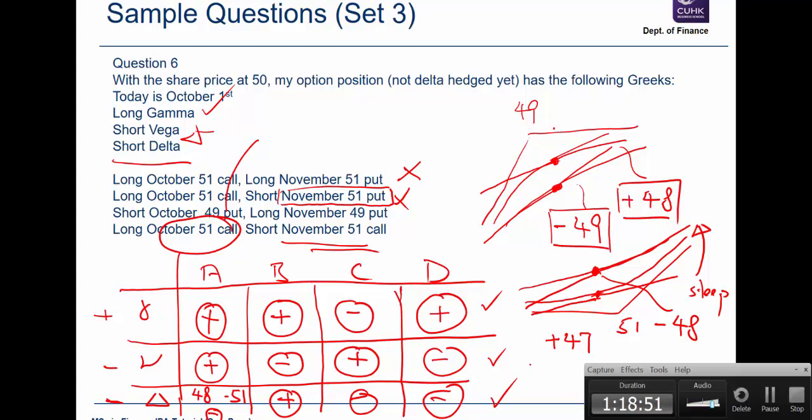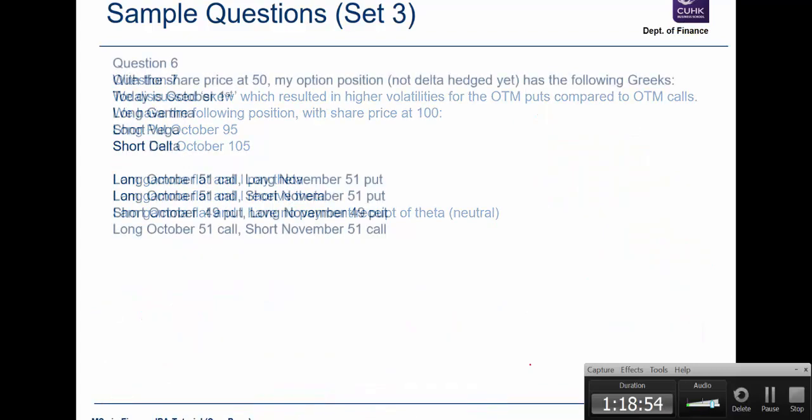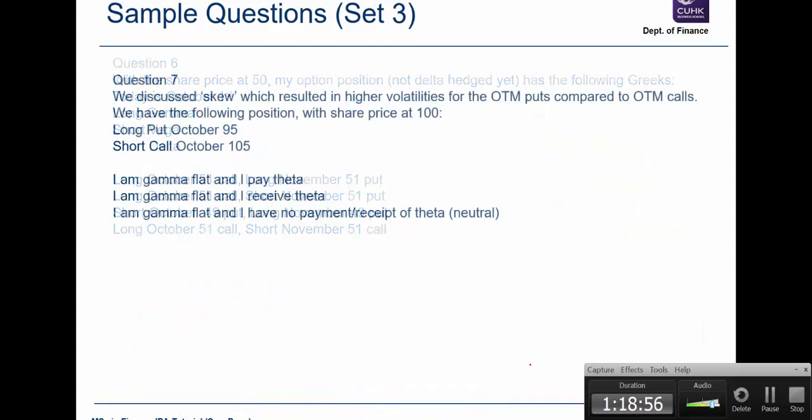All right. Now, did I skip a question? No. Okay. So question 7. We discussed skews which result in higher volatility for out of the money puts compared to out of the money calls. We have the following position with share price at par. So you're long a put at 95. So you're long an out of the money put, and you are short an out of the money call.